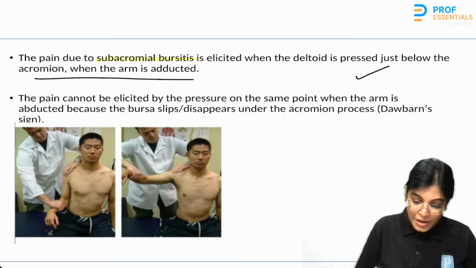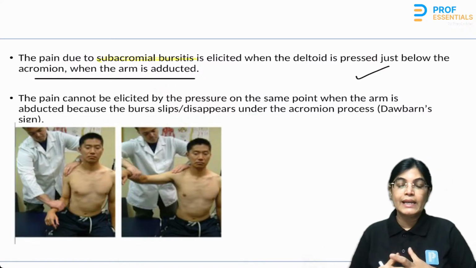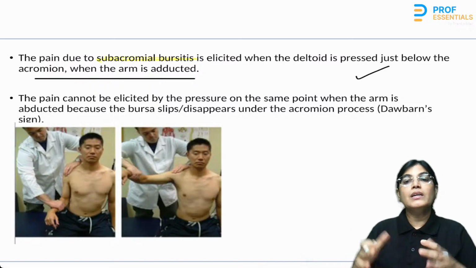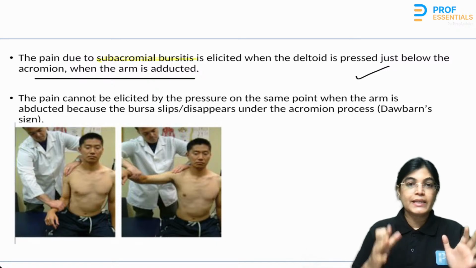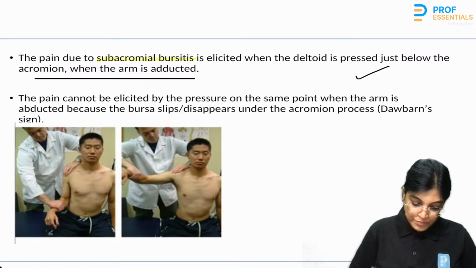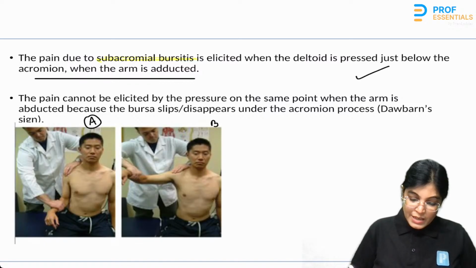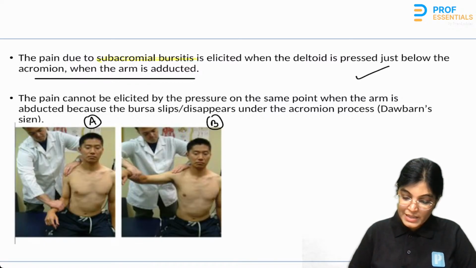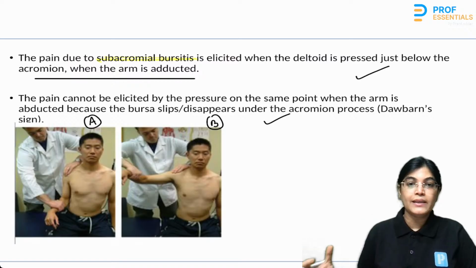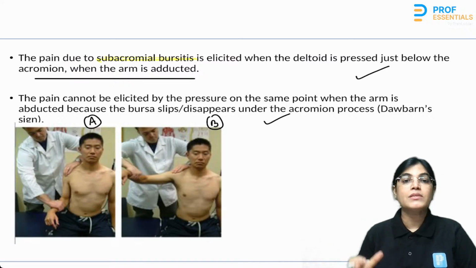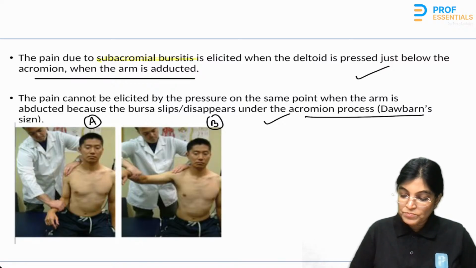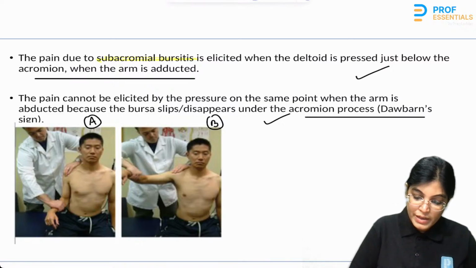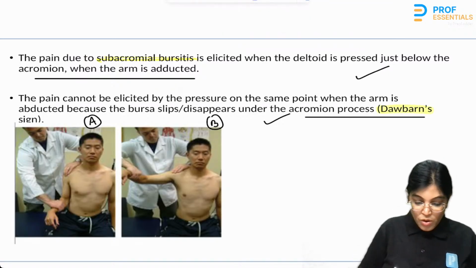So this is the process to establish the clinical condition. In this case, the compression is done below the acromial process when the arm is adducted, as you see in the image, this is the A image and this is the B image. Now the pain cannot be elicited at the same point when the arm is abducted. In the second image, you can see the arm is abducted, because the bursa disappears or slips under the acromial process, and it is very important for you to note down what this sign is called. This is called Dawbarn's sign.